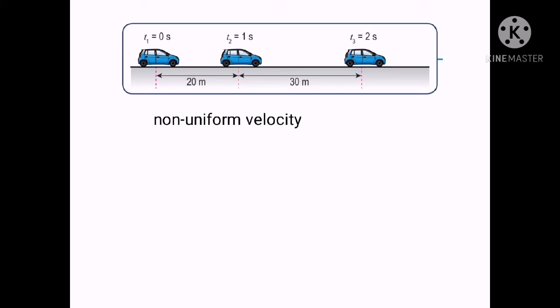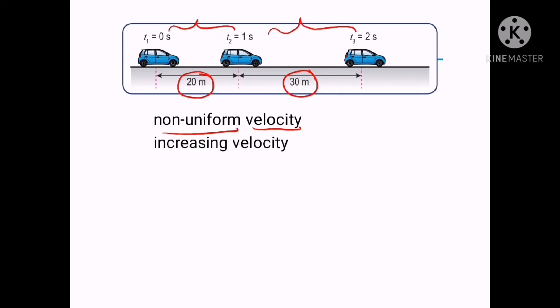Now let's look at this example. What does it mean by a non-uniform velocity? If you look here, the first second, the car travels by 20 meters, and the next second, the car travels 30 meters. Meaning the velocity is not uniform. It moves with an increasing velocity.